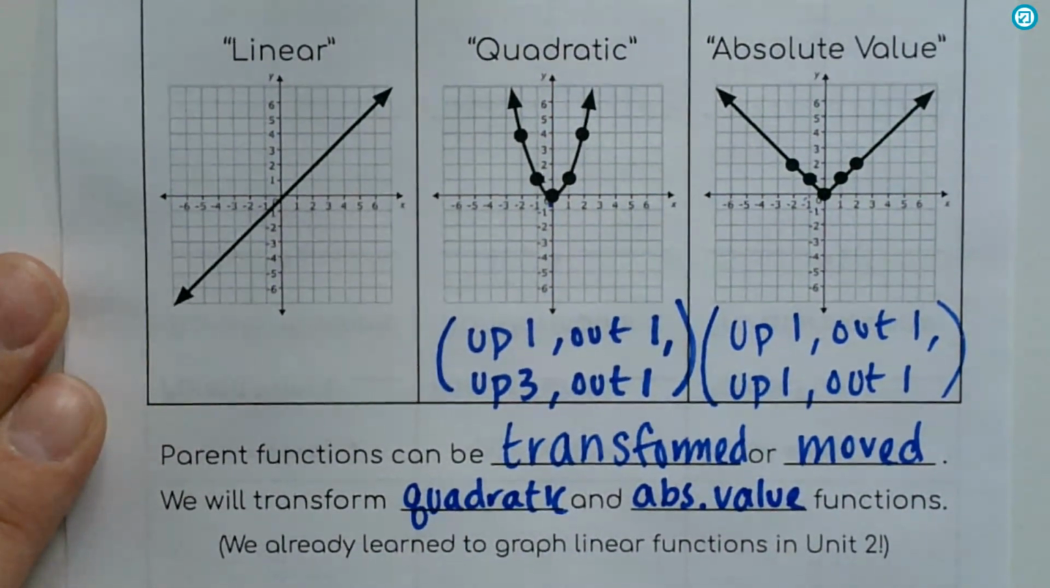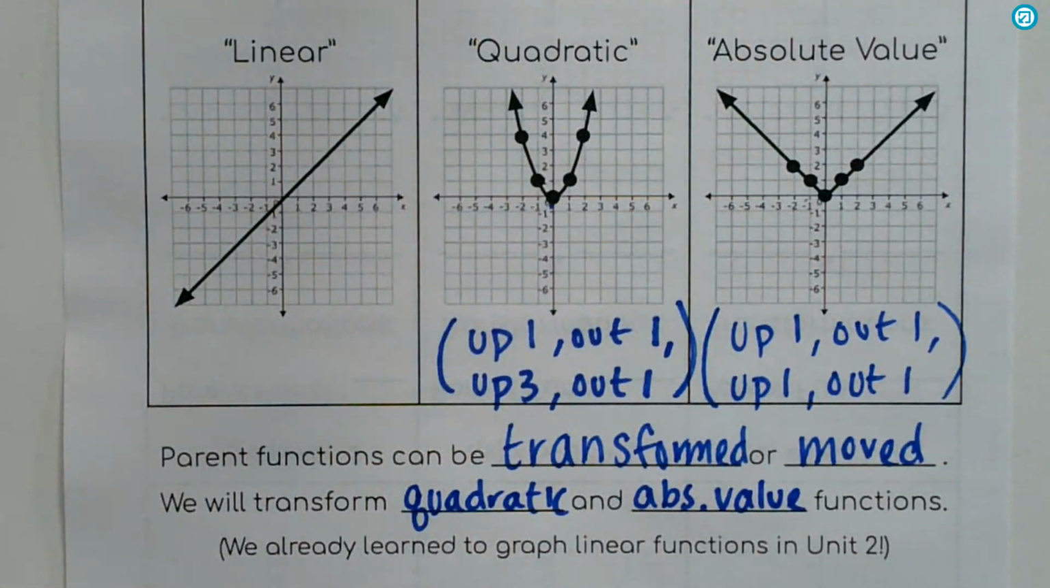We already learned how to graph linear functions in Unit 2. So you could transform a linear function. That's not the most practical way to graph a linear function, though. The most practical way to graph a linear function is slope-intercept form, which we did in Unit 2. So we're not going to do that again in a less practical way, because it's not a good use of anyone's time.